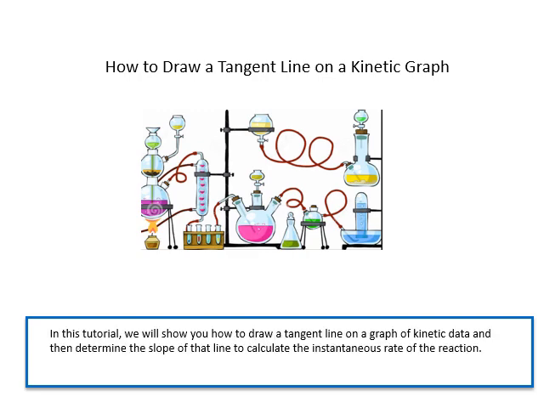In this tutorial, we will show you how to draw a tangent line on a graph of kinetic data and then determine the slope of that line to calculate the instantaneous rate of the reaction.